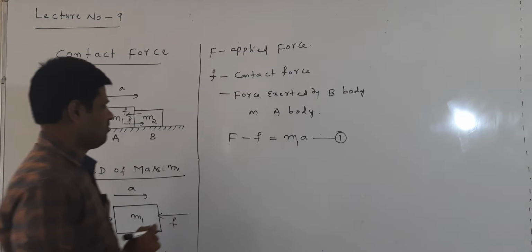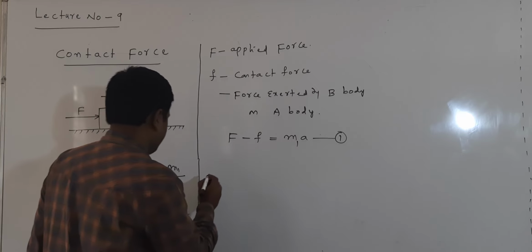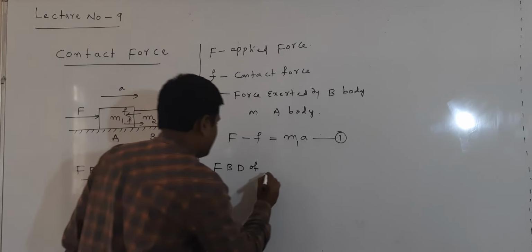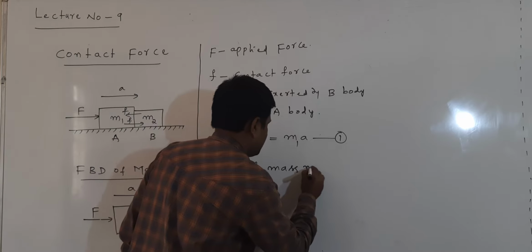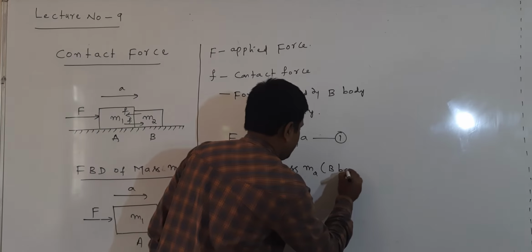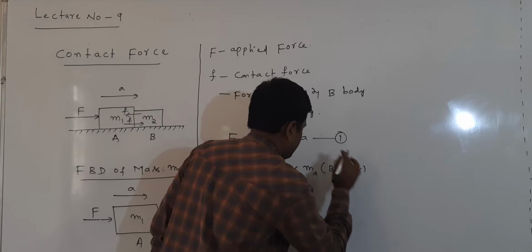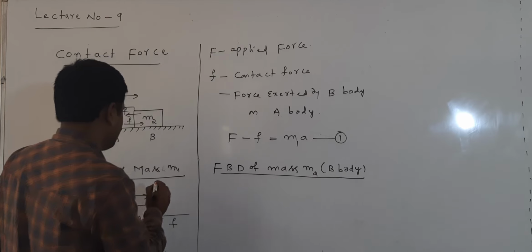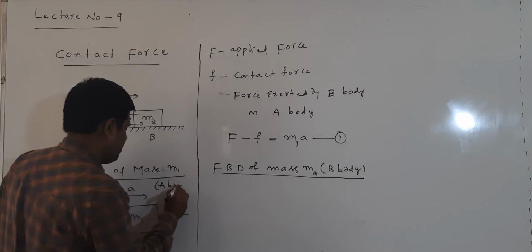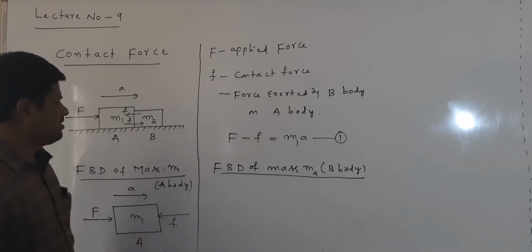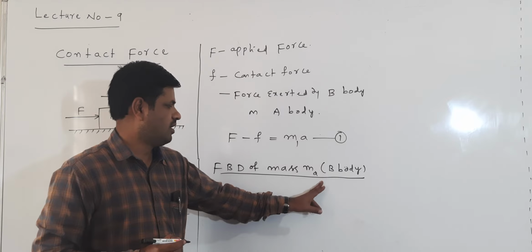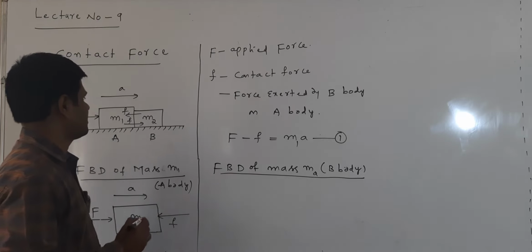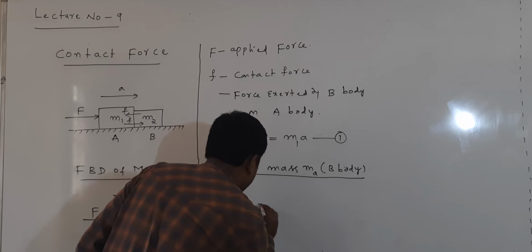Now the M2 body. The free body diagram of mass M2. Mass M2 means body B, which has the mass M2, and mass M1 means body A. We are drawing the free body diagram of mass M2. Now what are the forces acting on M2?